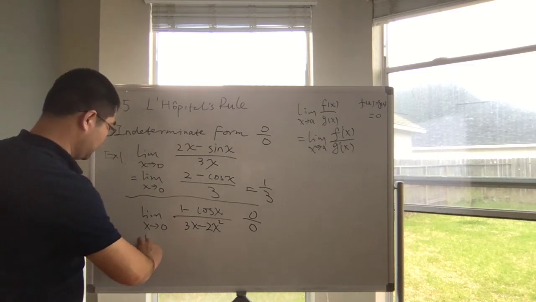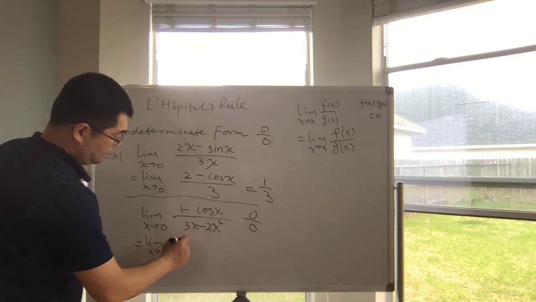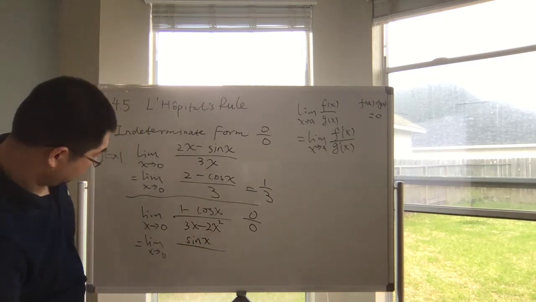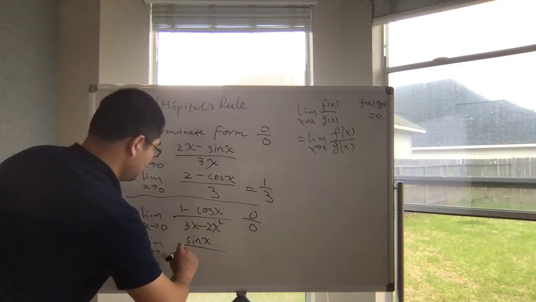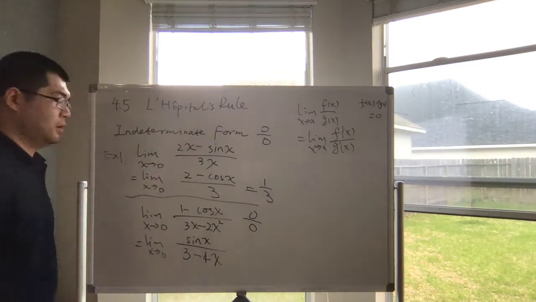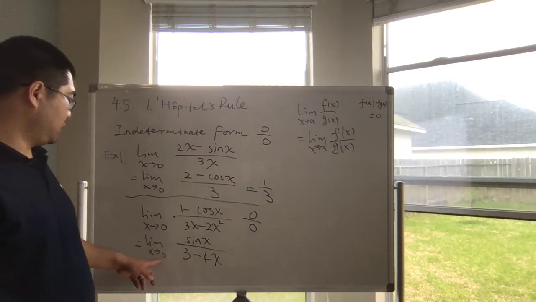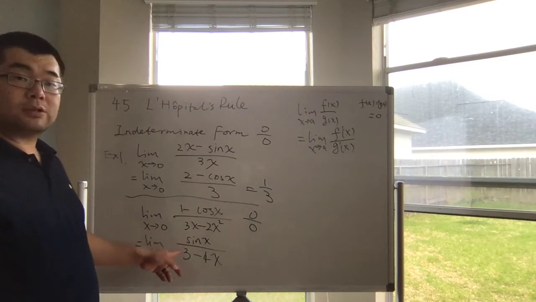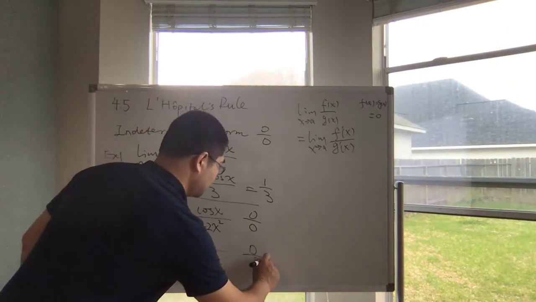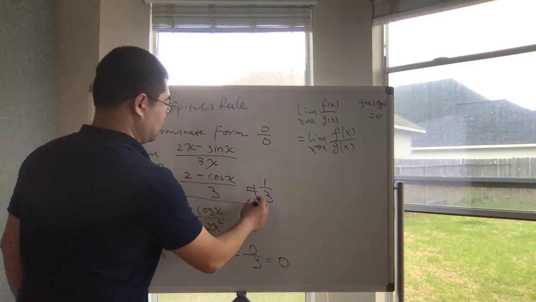And we can apply the L'Hopital rule, where the derivative of the numerator gives us sine of x over the derivative of the denominator, which is 3 minus 4x. Okay. So up to here, guys, we start to do the evaluation. If you plug 0 in, you're going to have 0 over 3, which is 0. So we're done.